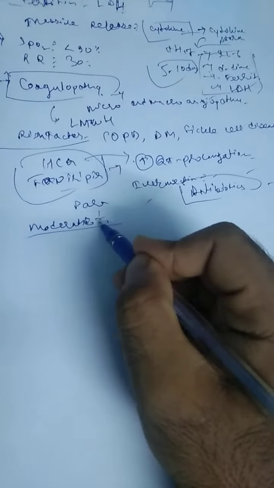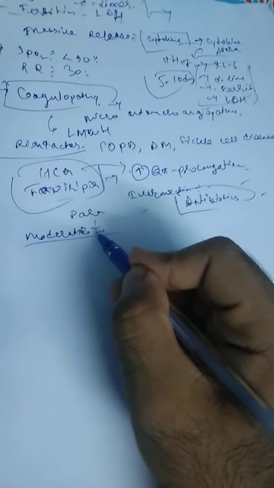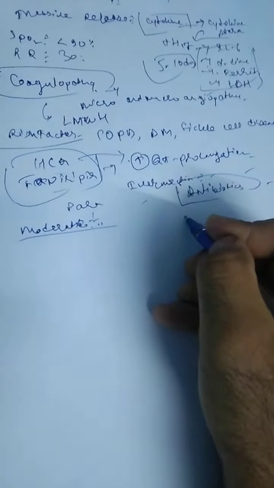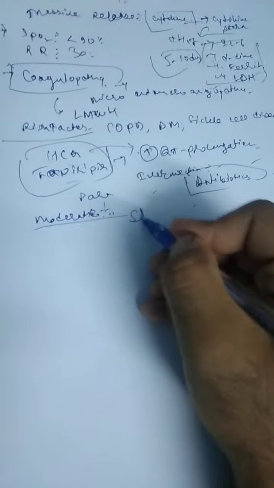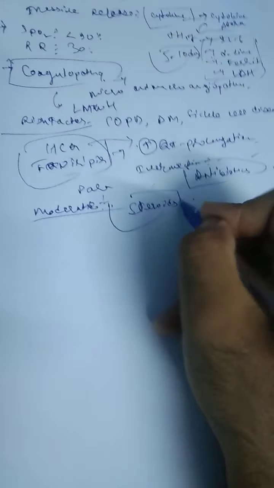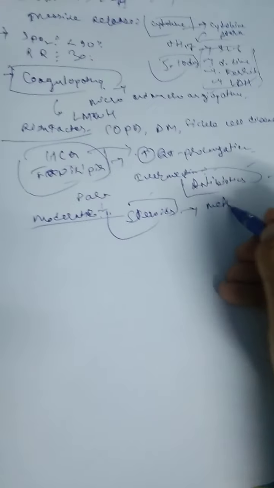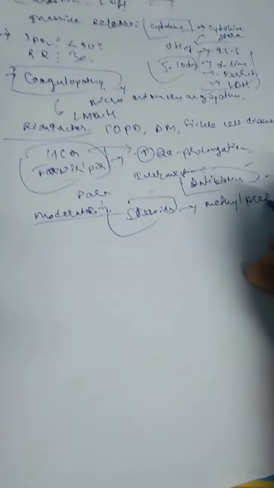But in moderate COVID patients, we have to prevent the patients from going to severe COVID. To prevent that, we would give the patients steroids, mainly methylprednisolone or dexamethasone.